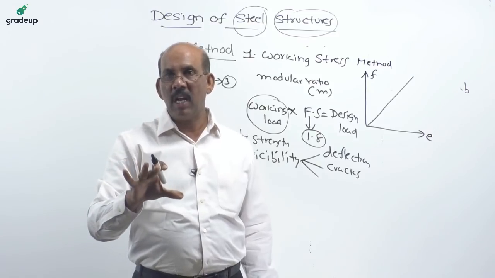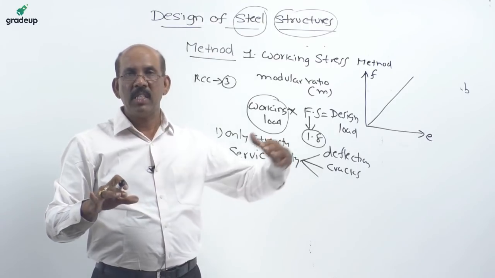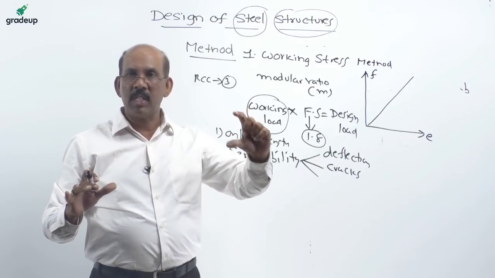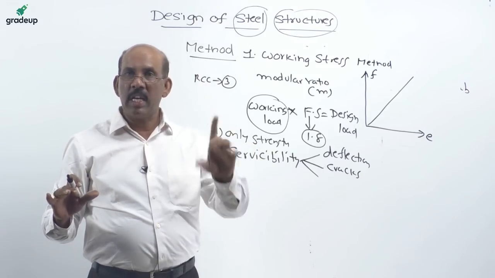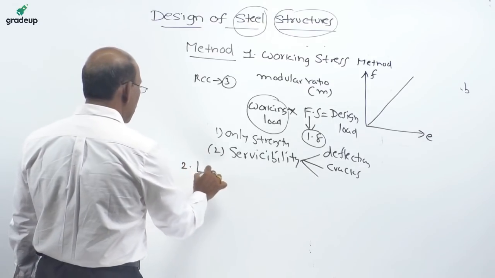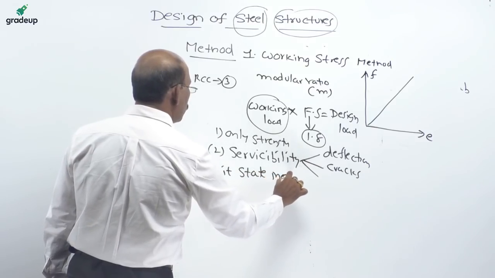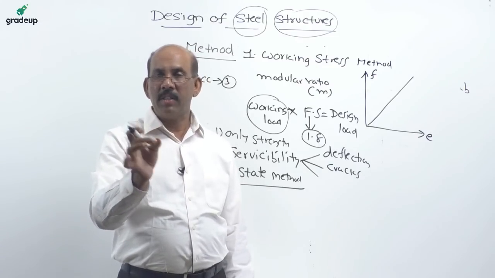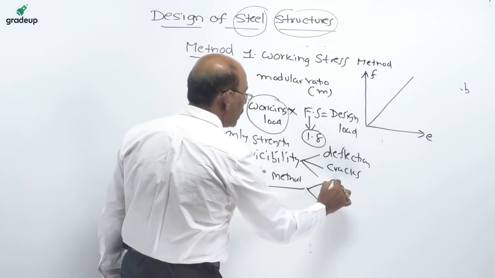The other drawback is the factor of safety of 1.8, which is a very high value compared with the present limit state method. So the drawbacks are the higher factor of safety and that only strength is considered here. When you come to the second method, that is the limit state method, we consider both the strength and serviceability.